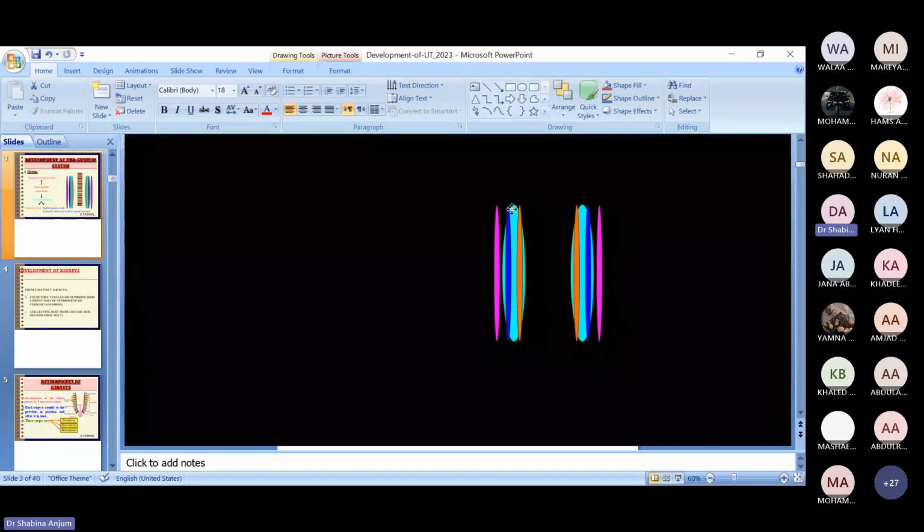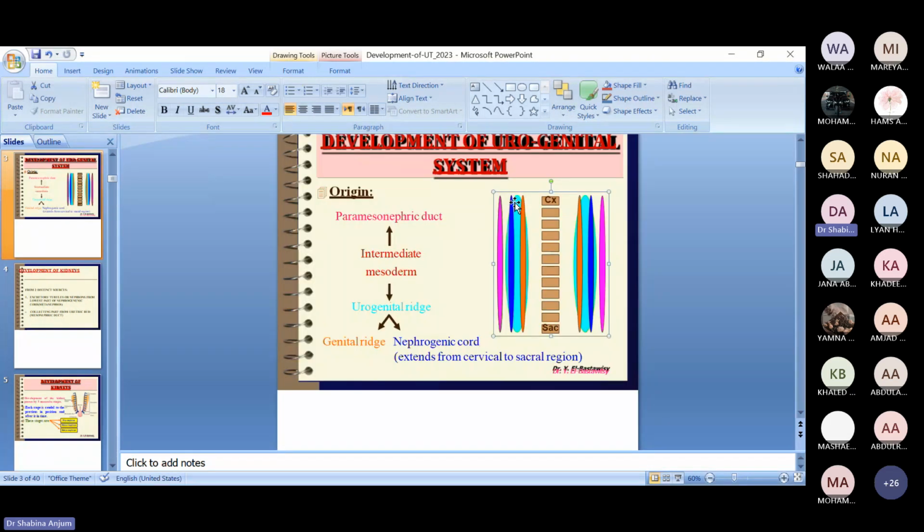Now you can think that the kidney is not present in the cervical region or thoracic region. It is in the pelvic region. So why is the development starting from here? When you see the development of kidney, you will find why it starts from here. So, this slide is easy. First, you should know the intermediate mesoderm, which will divide into the paramesonephric duct and the urogenital ridge. The urogenital ridge again will give rise to the genital ridge and nephrogenic cord.